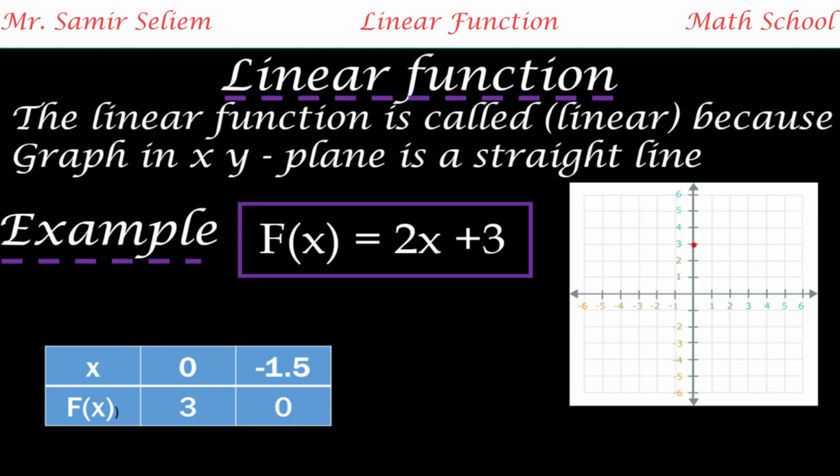And if we want to find the intersection point with the x-axis, just put f of x equals 0 and solve the equation. So we have 0 equals 2x plus 3, so x equals negative 3 over 2, which is negative 1.5. So this is the second point. Let's name the 2 points A and B and draw the straight line. Don't forget, the linear function is called linear because if we graph this function, it will be a straight line.